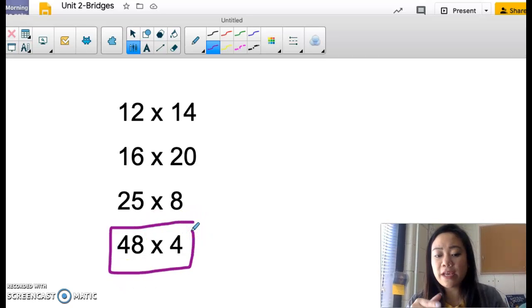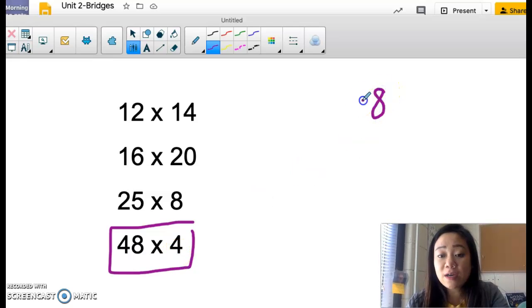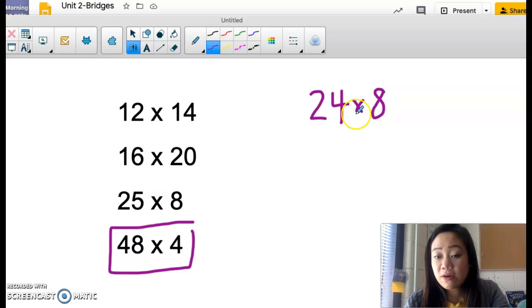So I'm going to model how to do this one for you just so you know how to do. So I'm trying to figure out 48 times 4 using the doubling halving method. That's what I'm trying to do. So which one do I want to double, and then which number do I want to half? I think I want to double 4. So 4 doubled is 8. So if I double one, I have to half the other. So what's half of 48? 24. Okay, so now I can solve this using 24 times 8.